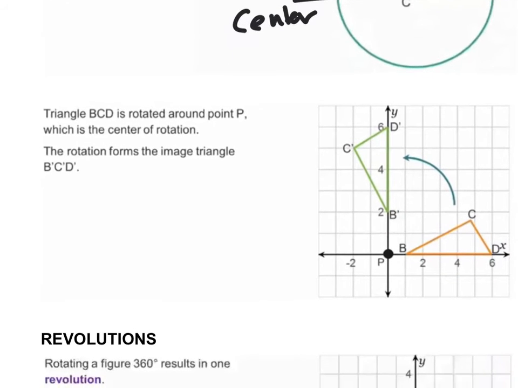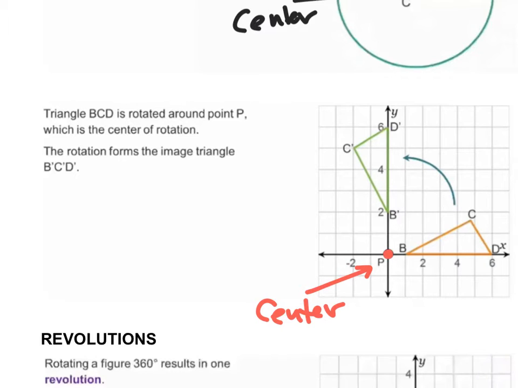Now let's take a look at the next one. This is the same idea, except instead of just turning a point, we're actually turning an entire triangle. Triangle BCD is rotated around point P. So here's point P, and let's label our center. That's my center of rotation. And we're taking each of these points and rotating each of these points by the same angle.